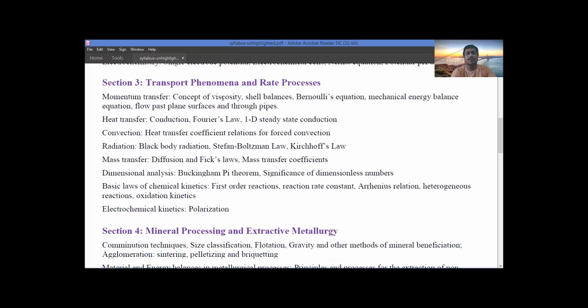Now, transport phenomenon, rate process. Earlier, this was merged into the thermodynamics part, but in 2021, IIT has separated the syllabus into two parts, regarding the importance of the syllabus in today's world.